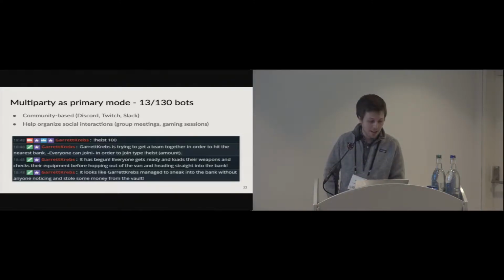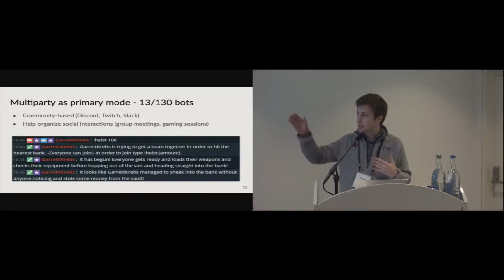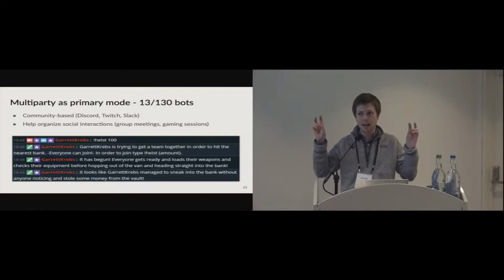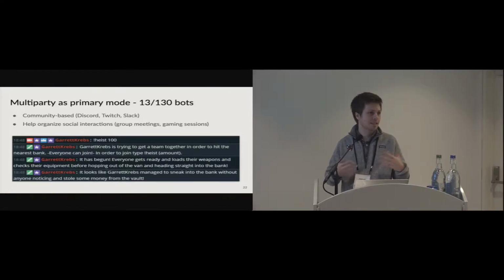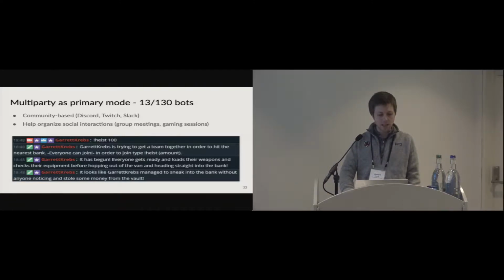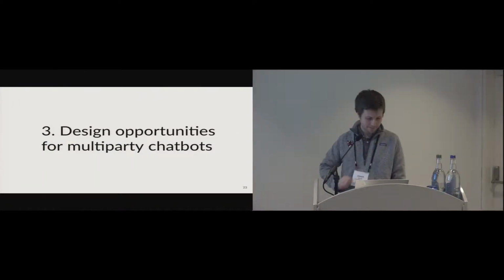And finally, 13 of the 130 bots we found used multi-party interactions as their primary mode. They were mostly community-based, so Discord, Twitch, Slack, and they help organize social interactions like group meetings and gaming sessions. This is a demo of a bot on Twitch where users can join a bank heist in a mini game, and they work together, and there's a little bit of a narrative, and in the end, they are successful in robbing the bank. So that's a pretty lightweight multi-party chatbot.